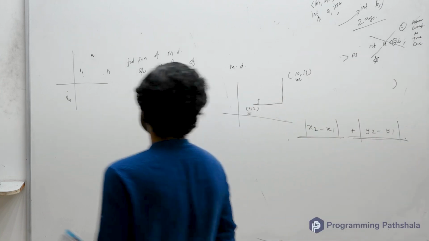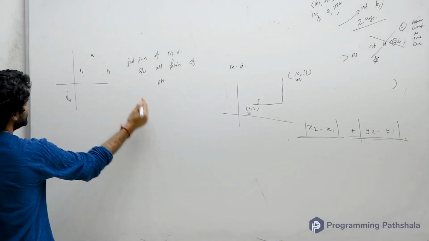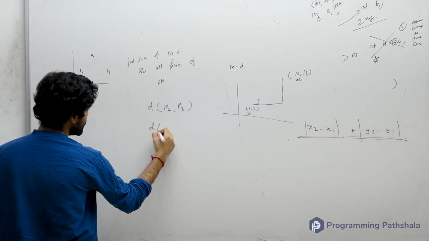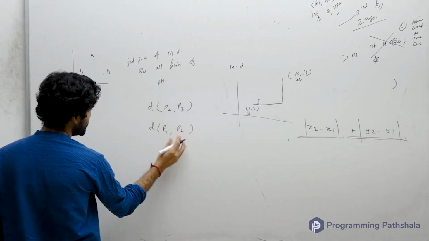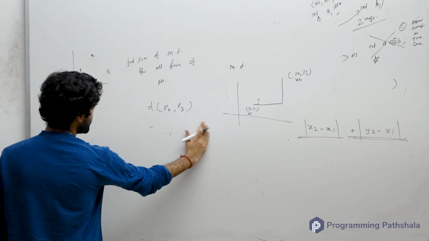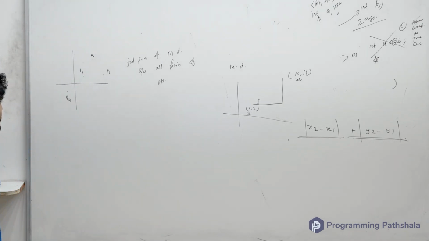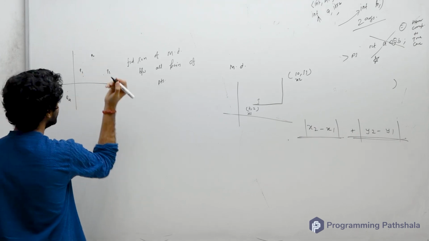By repetition I mean that if you have computed distance between P2, P3, then please do not compute the distance between P3, P2 again, because this is a repeated pair. Okay, so how you can think of it is, let's say you start with P1.